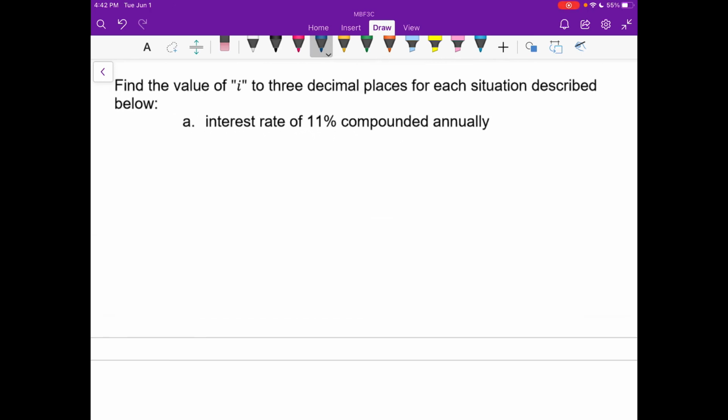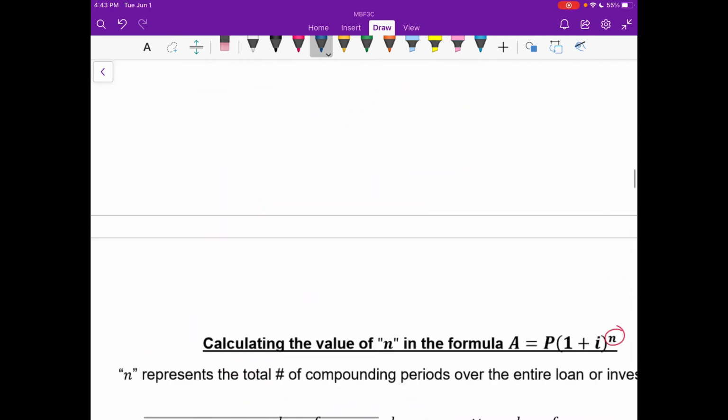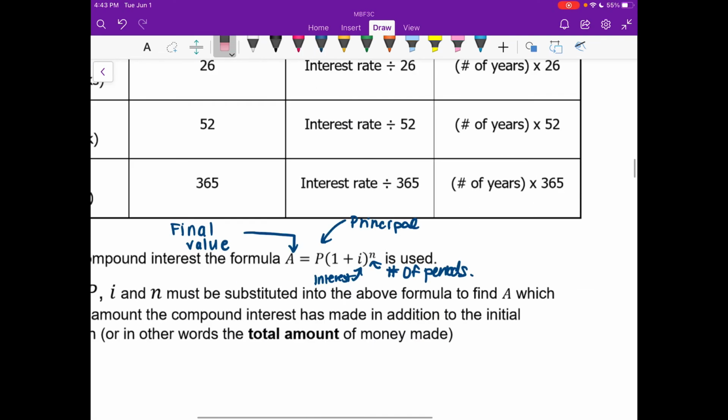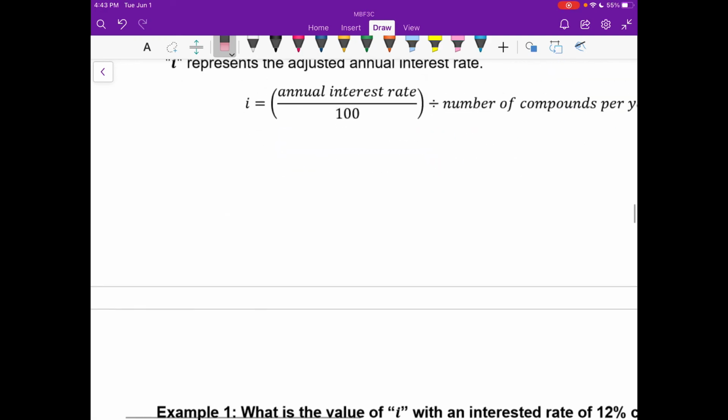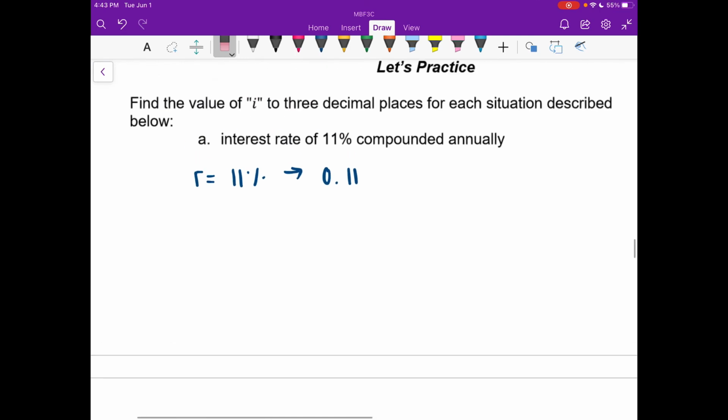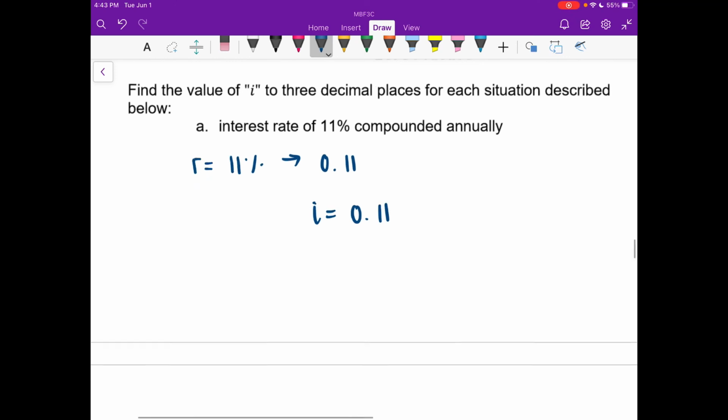So this says an interest rate of 11% compounded annually, right? So I know my rate is going to be 11%, right? It's compounded annually. So I'm going to change it to 0.11. If I go back and I look at my chart up here, I know that the compounding period annually is just 1, right? So it's just going to be whatever interest was given. So I know my interest rate is just going to be I, which in this case is 11. Therefore, I is going to equal 0.11.